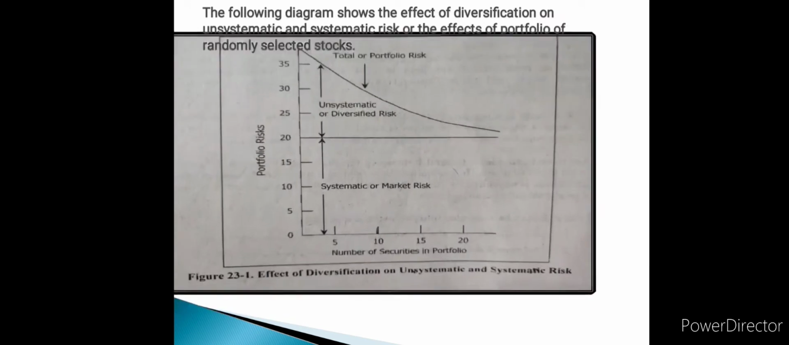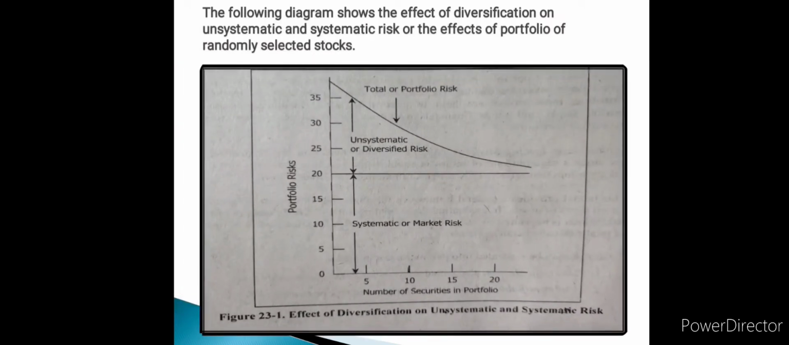So, in this diagram, it shows the effect of diversification on unsystematic risk, or the effects of a portfolio of randomly selected stocks. In this diagram, it can be observed that as the number of stocks increases, the diversifying effect of each additional stock on unsystematic risk diminishes. So, diversification can greatly reduce unsystematic risk from a portfolio.